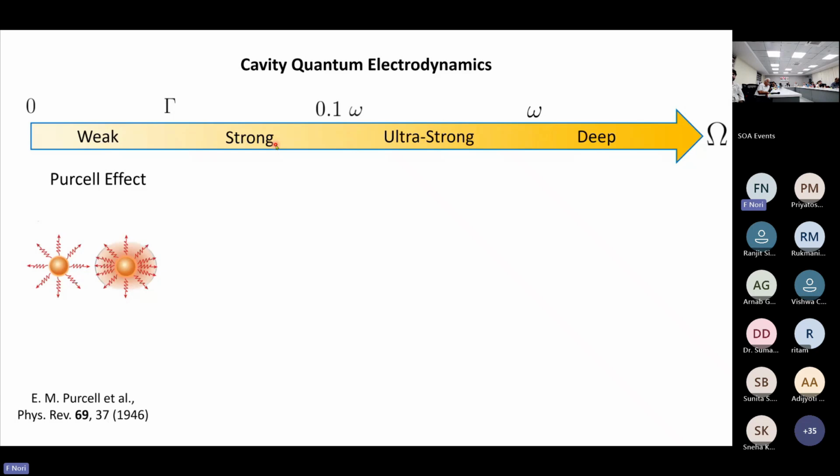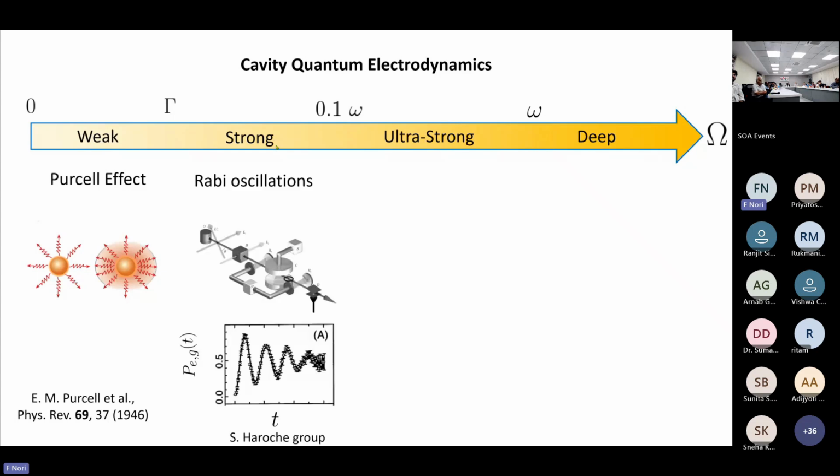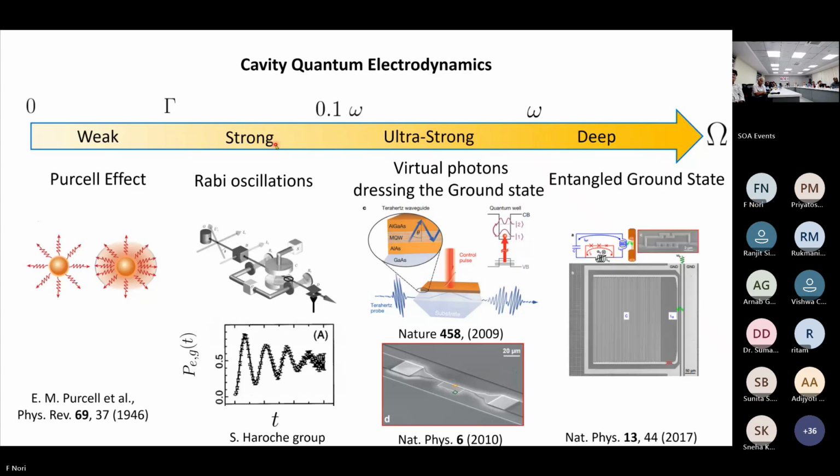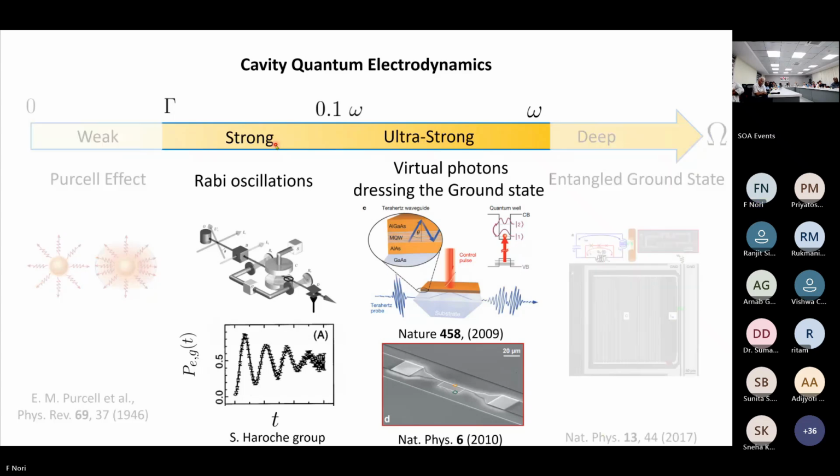Also here, the Purcell effect, and here, Rabi oscillation. These are results from Haroche, Jean-Michel Raimond, and others. And then there is the more recent work of the past 15 or so years: virtual photons dressed in the ground state, ultrastrong coupling, and then also deep strong coupling. You go even further. That came afterwards. We're going to focus mostly on the ones in the middle here.